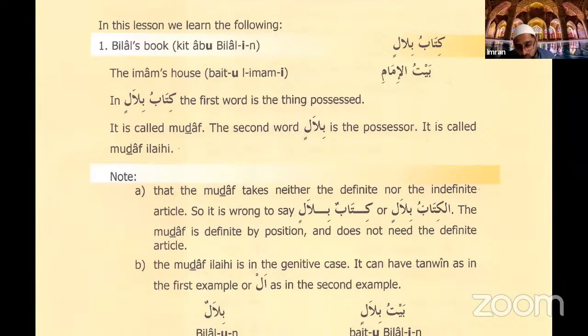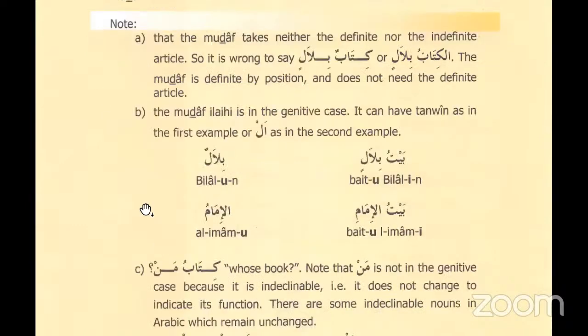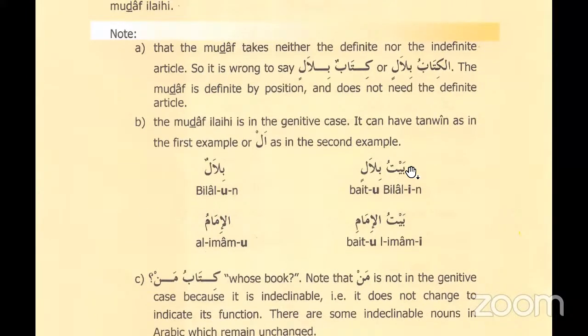Article B. What does that say? Umikazi, unmute yourself, I can't hear you. The mudaf ilayh is the genitive case. It can have tanween as in the first example or al as in the second example. Kitabun Bilalin, Baytun Bilalin.